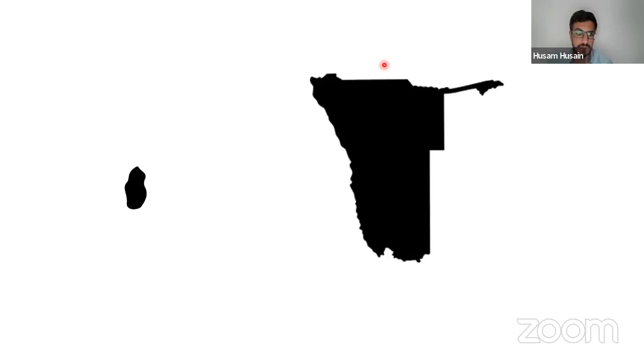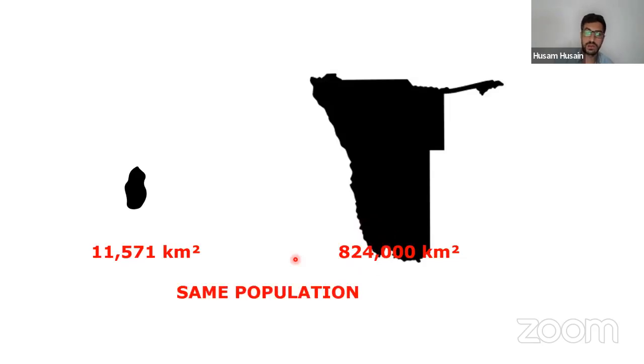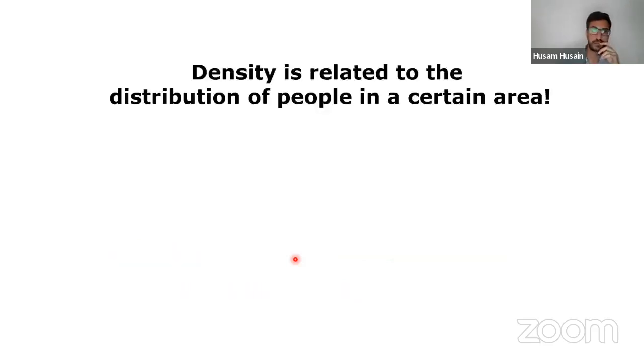Let's have another example. This is Qatar and this is Namibia. You can look at them on Google Earth or Google Maps. And this is the area of both countries. Qatar is 11,000 square kilometers. Namibia is 824,000 square kilometers. They are both the same in population, but the size is different.